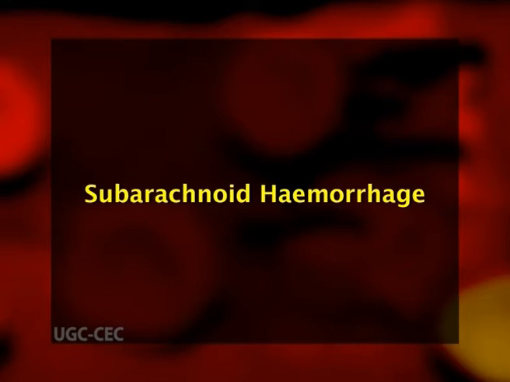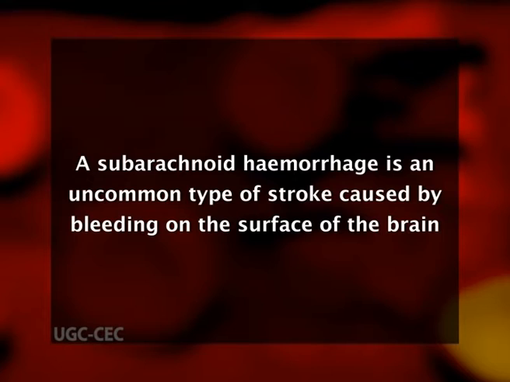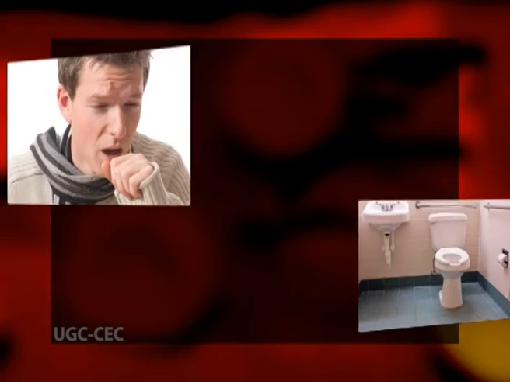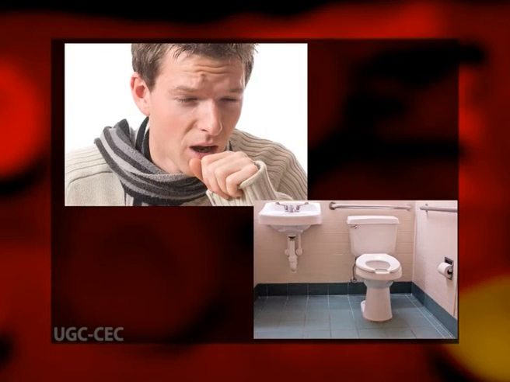Last is subarachnoid hemorrhage. A subarachnoid hemorrhage is an uncommon type of stroke caused by bleeding on the surface of the brain. It is a very serious condition and can be fatal. Subarachnoid hemorrhages account for around 1 in every 20 strokes in the United Kingdom. There are usually no warning signs, but a subarachnoid hemorrhage sometimes happens during physical effort or straining, such as coughing, going to the toilet, lifting something heavy or having sex.